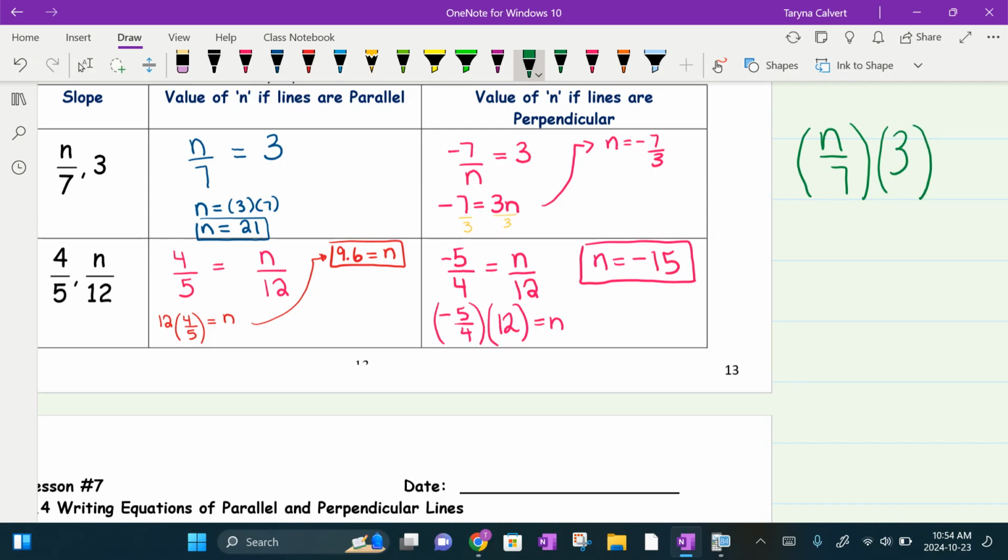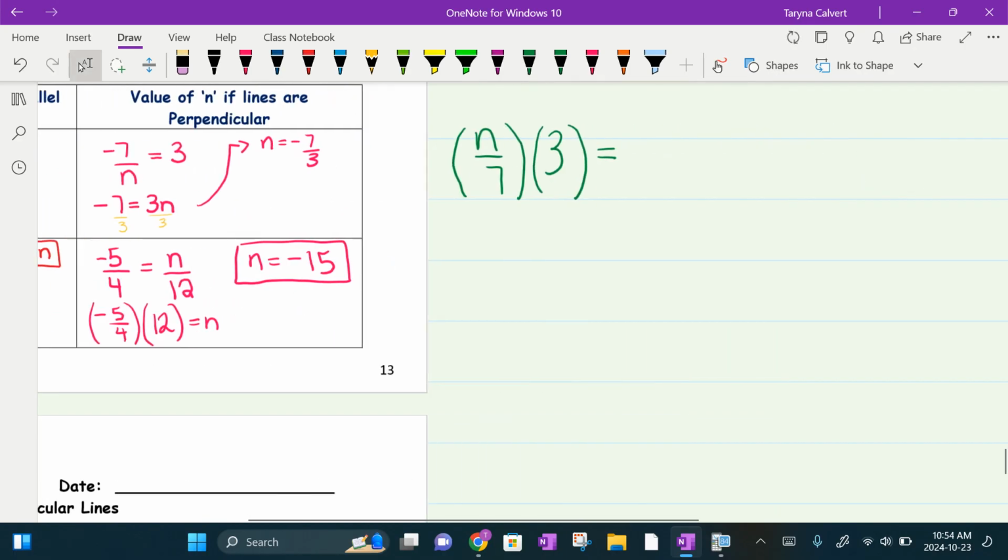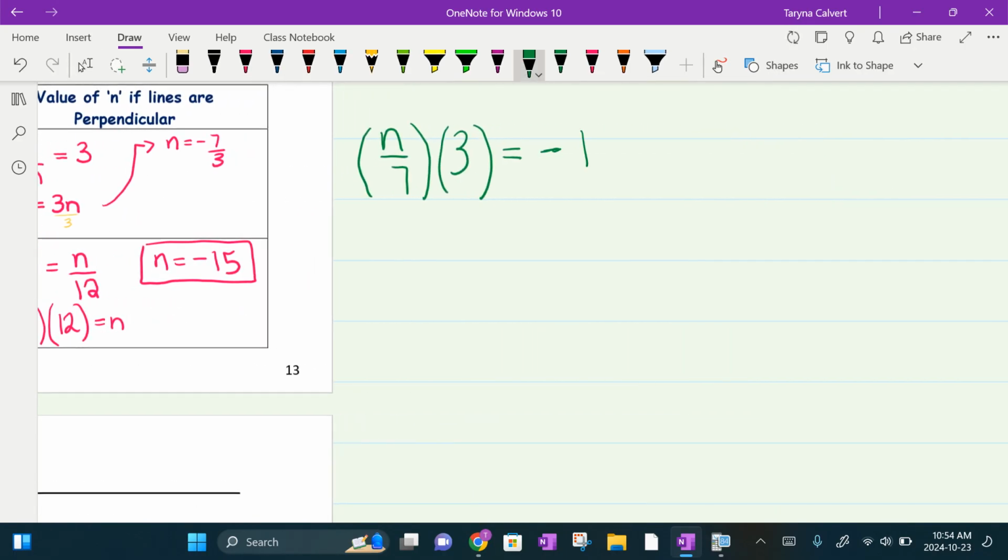So I'm just doing the first one. When you multiply them together, they always equal what? Negative 1. Okay. So then you would solve this. This would just be 3n over 7 equals negative 1. Because again, do you guys agree that when you're multiplying fractions, 3 is the same as 3 over 1? So you multiply across. So 3n over 7 equals negative 1. Then I would multiply the 7 across. So then I would get 3n equals negative 7. And then I would divide both sides by 3. And I'd get negative 7 over 3.